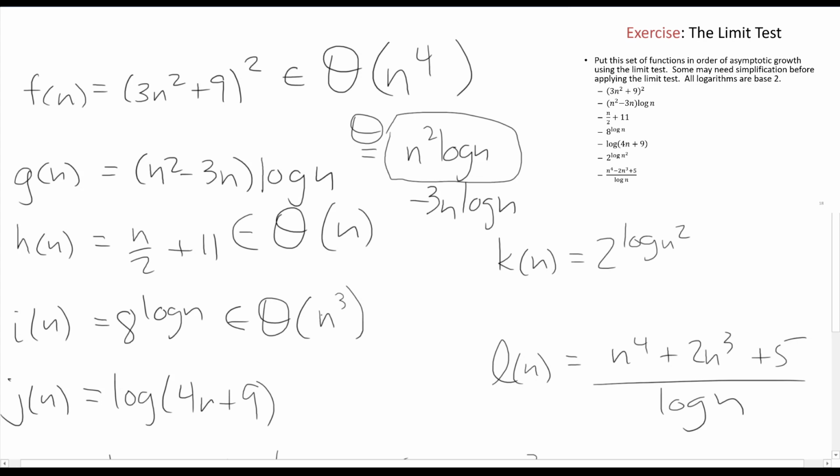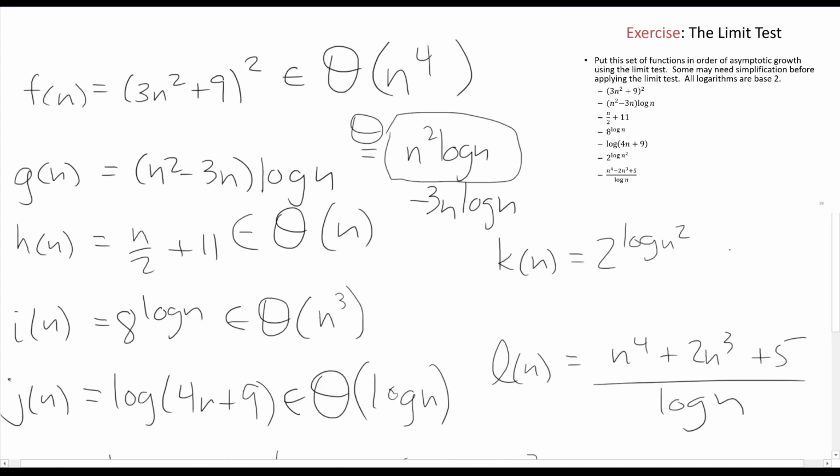What do we have here? This log function, maybe our experience with the log function we worked with already is going to help us here. This one is actually in theta of log n. The 4 and the 4 and the plus 9 don't actually do anything for us here.